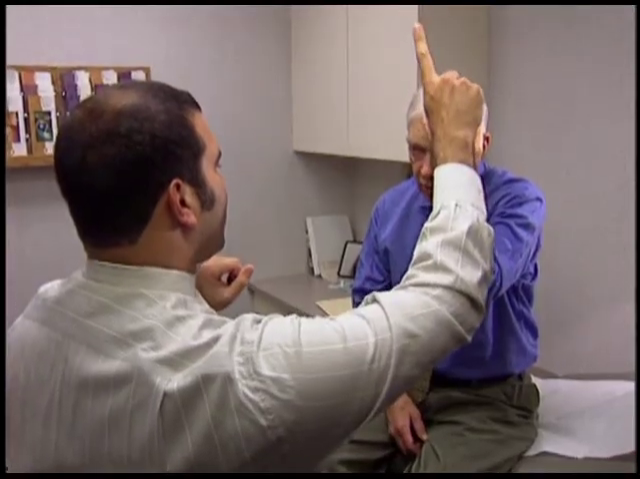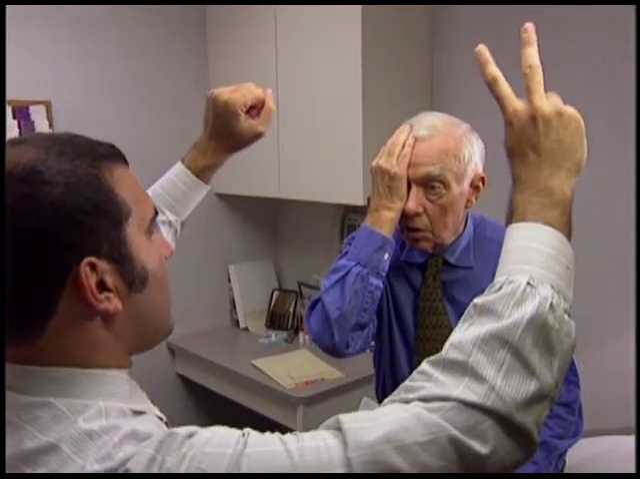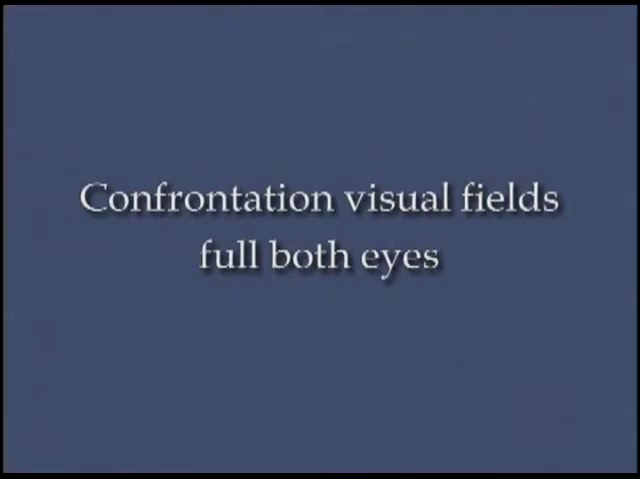Use 1, 2, or 5 fingers, as these tend to be less confusing. Hold up the fingers briefly, then close your hand. The patient must maintain fixation on your eye while testing in order to assess the peripheral field. Test the left eye in a similar manner, but having the patient look at your open right eye. If the patient's confrontation visual field is grossly normal, make an appropriate notation in the chart.